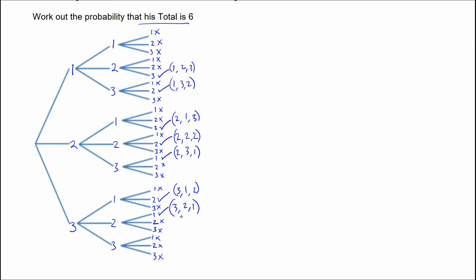So there's a pattern here, if you notice. For 2 followed by 2 followed by 2, there's only one way of getting this. But for these others, we have 1, 2, 3 and 1, 3, 2. The numbers are just the same, but switched around. They're different combinations. So there are 6 ways of doing this.